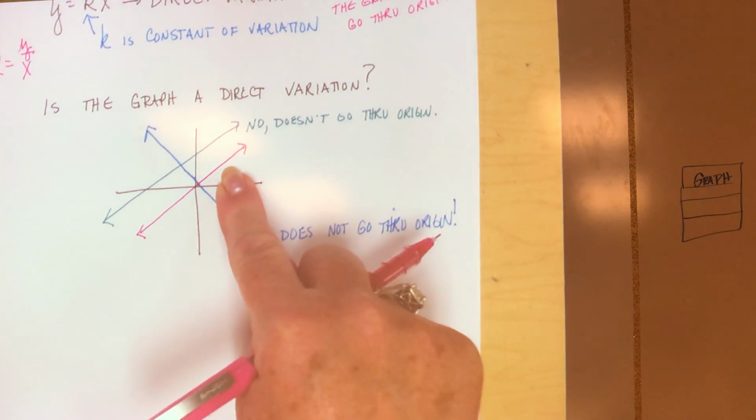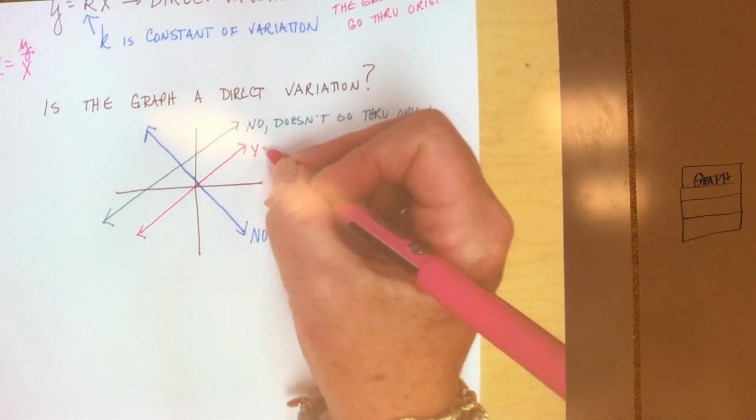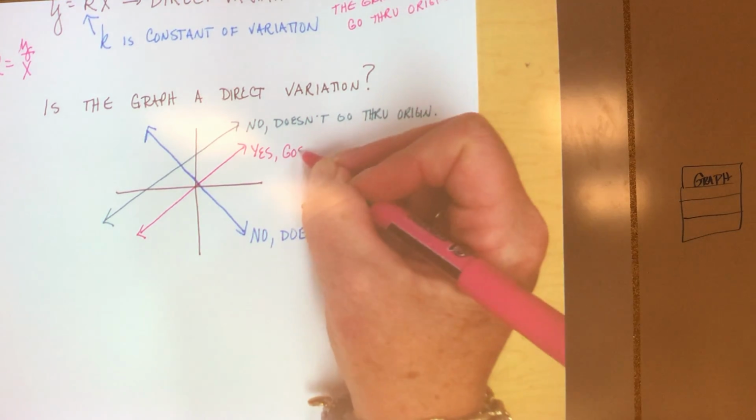Is this a direct variation? Yes. Why? It goes through the origin.